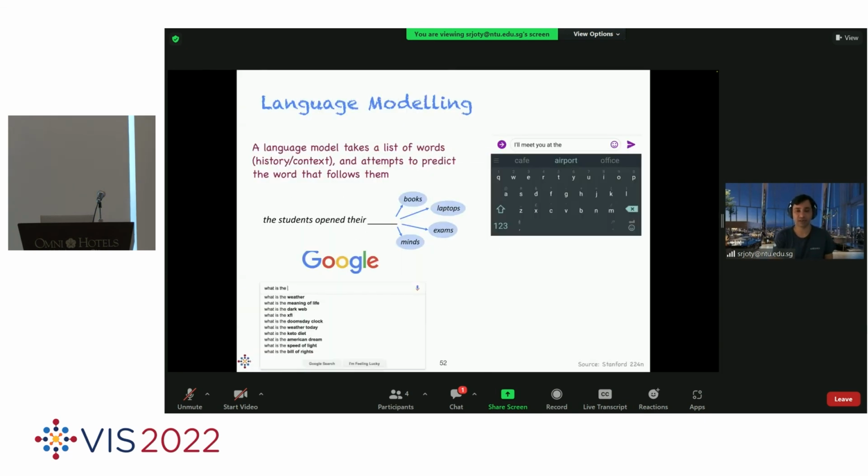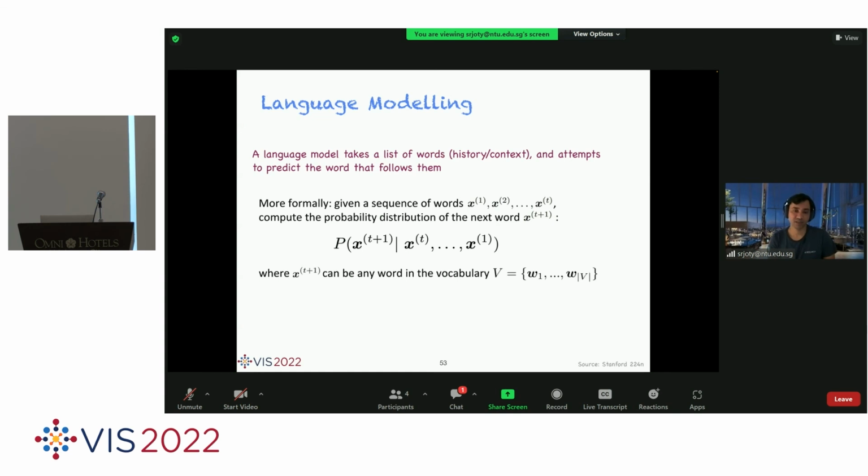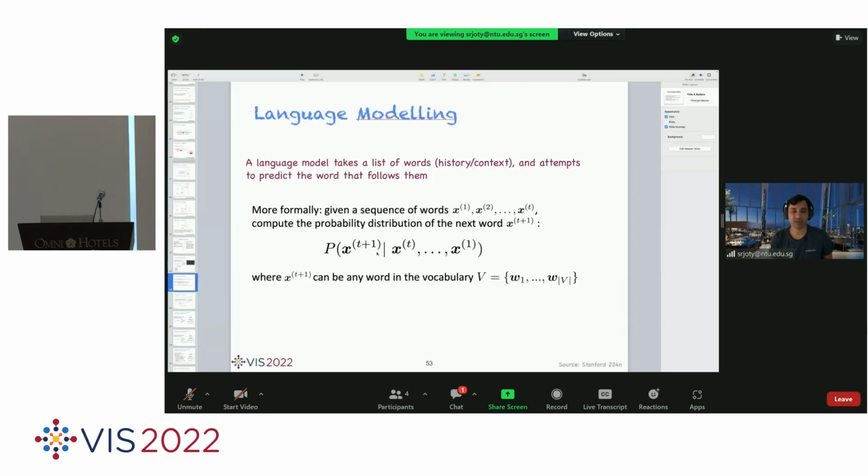the feed-forward neural net. Just to formally define what a language model is, a language model will take the history, which is x1 to xt, and it will try to predict the next token. That means it's a probability distribution over the vocabulary. Okay.